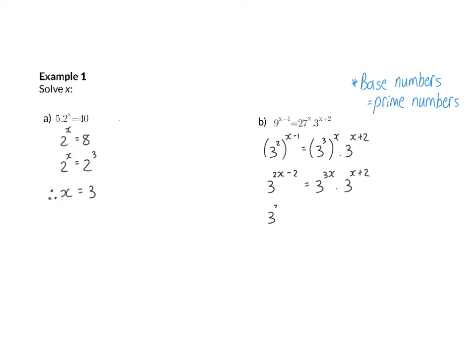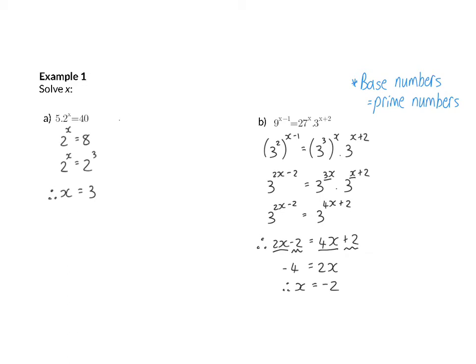And now to get only one base on the right, I'm going to use my law that says if the base values are the same, I can simply add my exponents. So that will give me 4x plus 2. Now, once again, my base numbers are the same, so I can make the conclusion that the exponent on the left is the same as the exponent on the right. And now I will have 4x minus 2x is 2x, and minus 2 minus another 2 is minus 4. If I now divide by 2, I will have x as minus 2.